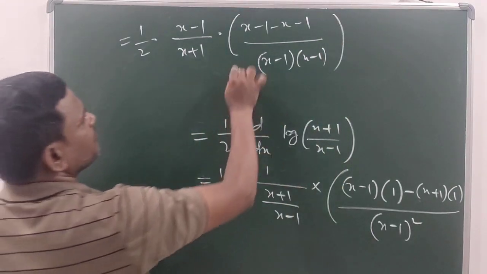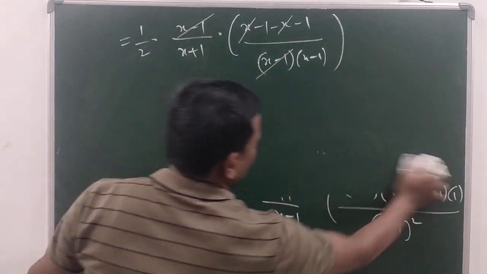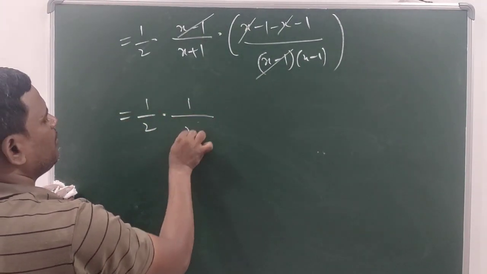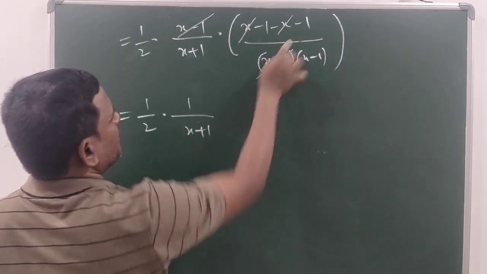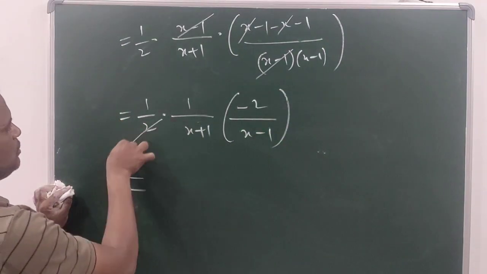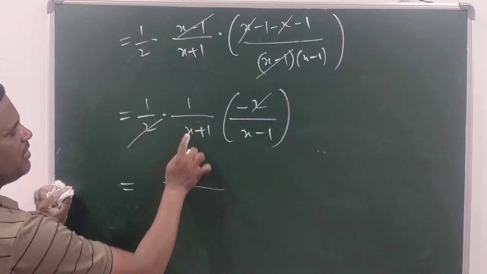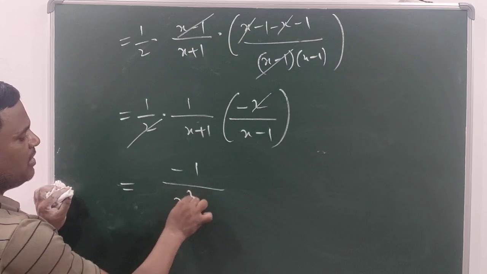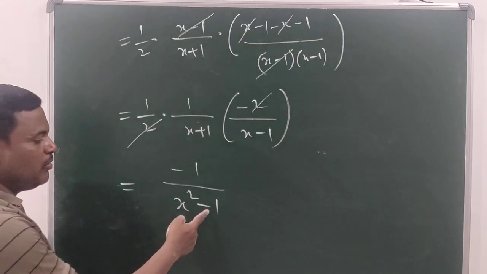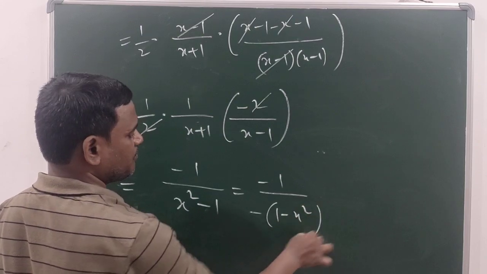Now students, tell me, both are cancelled. This one and this one cancelled. Now what is left? 1 by 2 of 1 by x plus 1. So here minus 2 by x minus 1. Now these two also cancelled. Now what is left? In the numerator minus 1, denominator x plus 1 into x minus 1, x square minus 1. Okay, when you take minus common from the denominator, minus 1 by 1 minus x square.